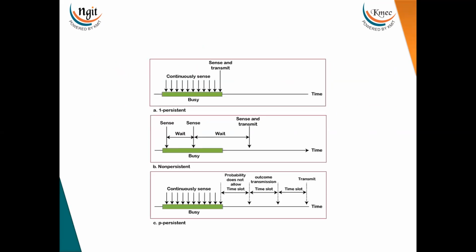So this is one persistent, non-persistent, and P persistent. In one persistent, it directly sends, and in non-persistent it waits. And P persistent is a combination of both one persistent and non-persistent.